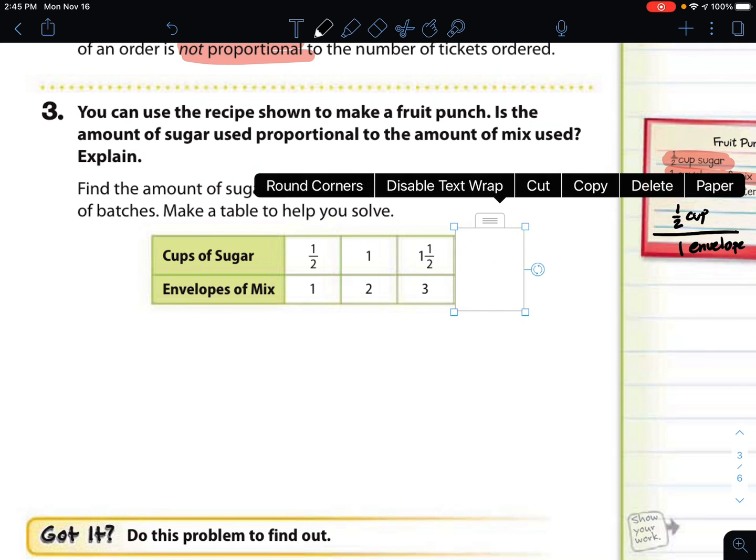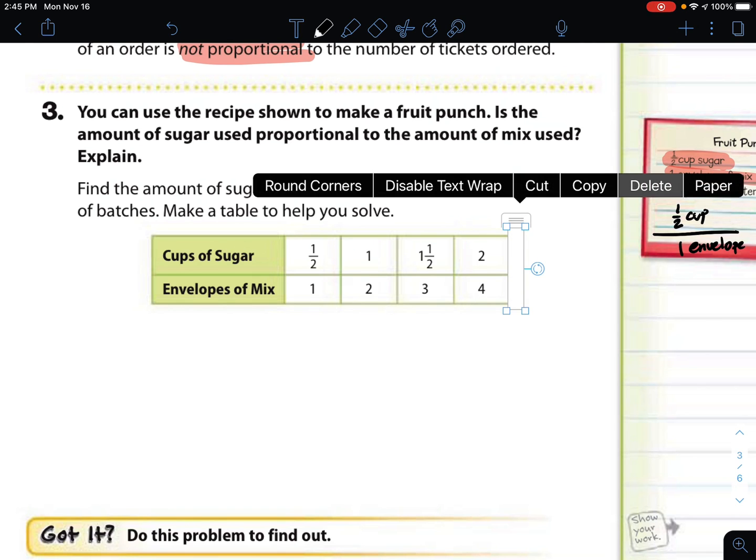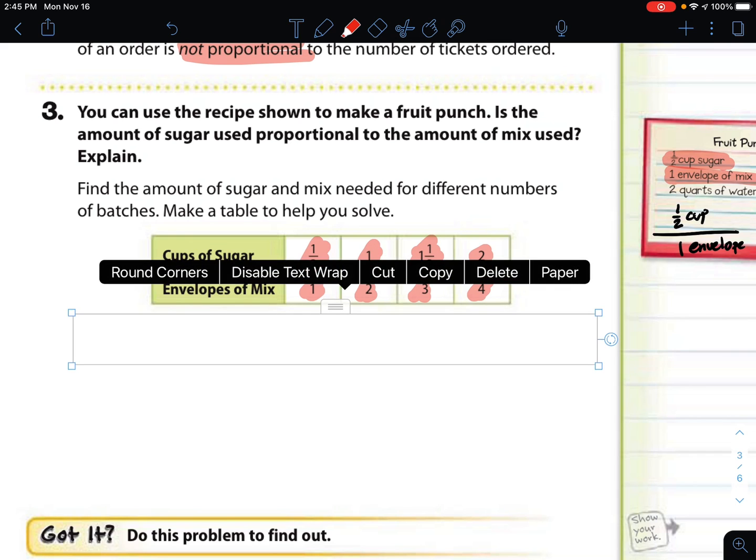For every 1 and 1/2 cups of sugar, you have 3 envelopes of mix. And finally, for every 2 cups of sugar, we need to use 4 envelopes of mix. So again, we have our table. These are the ratios that we are going to work with: 1/2 over 1, 1 over 2, 1 and 1/2 over 3, 2 over 4. We want to find out if we can get a common ratio or a unit rate for this.